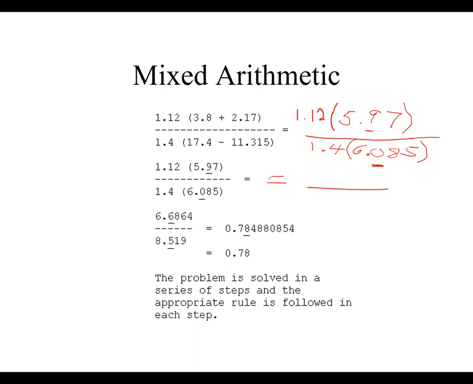Now when I multiply this out, 1.12 times 5.97, I get 6.6864. Okay, so let me fill that in. 6.6864.